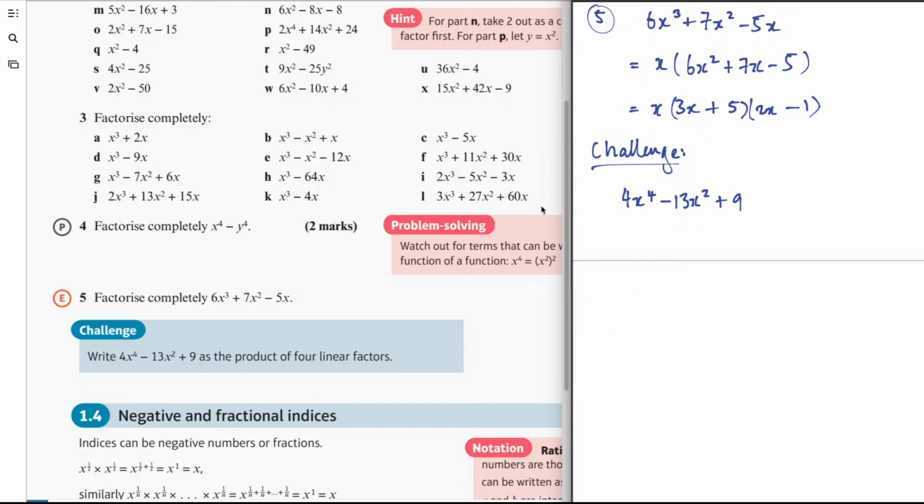Okay, so I'm going to finish this with this challenge. I need to write this quartic as the product of 4 linear factors. So the first thing I would start with here is to let y equal x squared. So then this equals 4y squared take 13y plus 9.